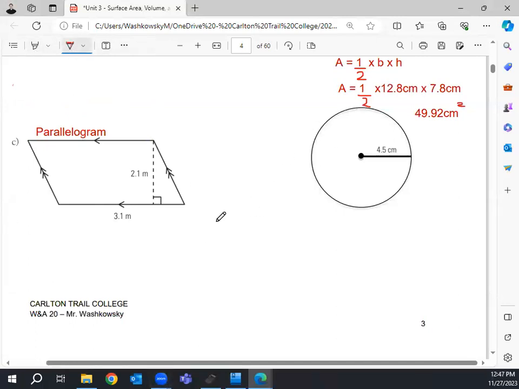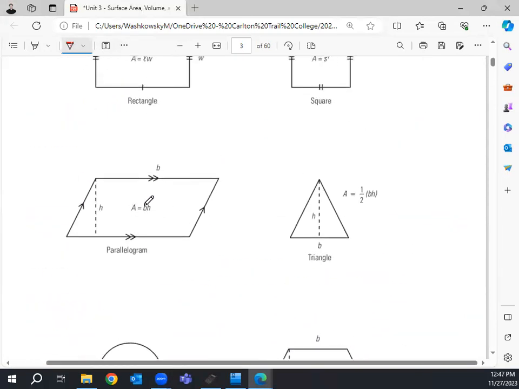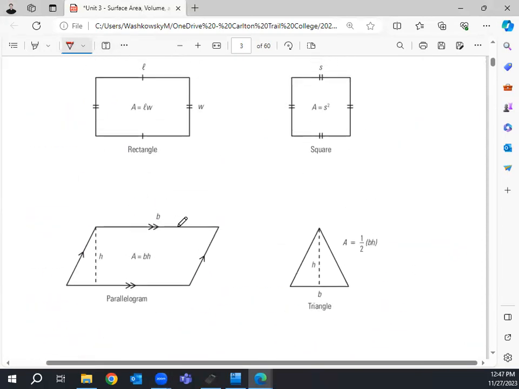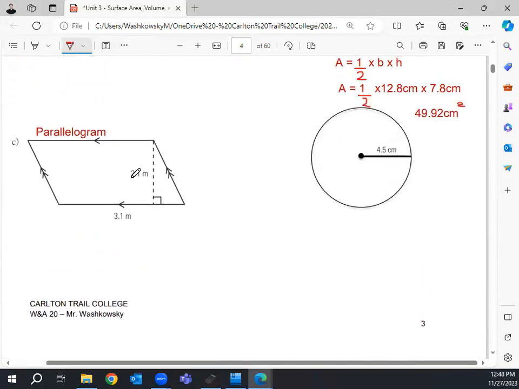So now this one here, the parallelogram, is a little weird. The formula for a parallelogram is the same thing. It's base times height, length times width. It's the same as a rectangle. It's the exact same still. But how does that make sense?